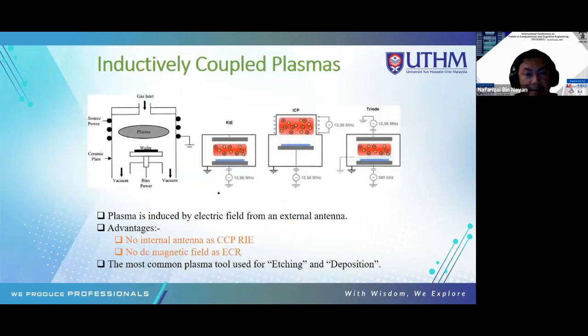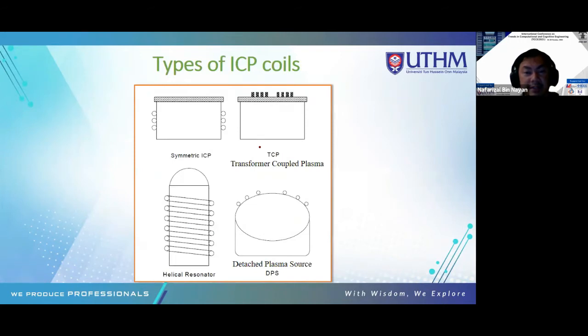Okay, this is an ICP type plasma, where you have the ICP coil, we call it here the ICP coil, and this is various types of ICP. The ICP coil can be at the top, or at the side, or maybe a helical resonator structure. And then we can also have something like this, a detached plasma source. It's a spiral inside here like this, right? It's like a dome shape as well, right?